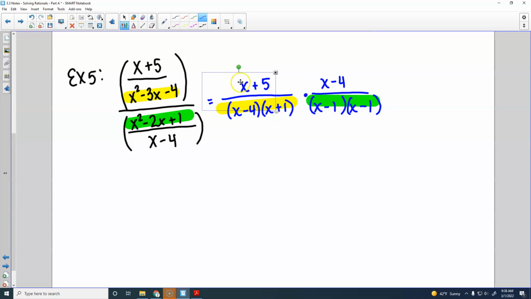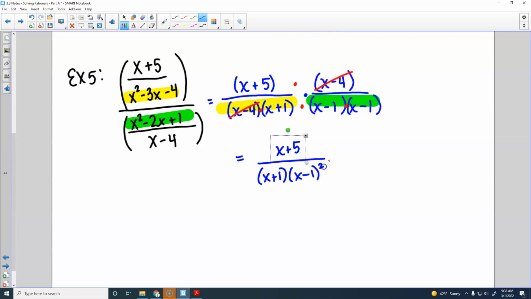All right, so although it's not necessary, I'm going to put these numerators in parentheses. Everything here is multiplied. And so we're going to see if there's anything that will cancel. This x minus 4 and this x minus 4 right here can cancel. But that's it that will cancel. So we would just write x plus 5 over, they'd probably write it like this, x plus 1 times x minus 1 squared.